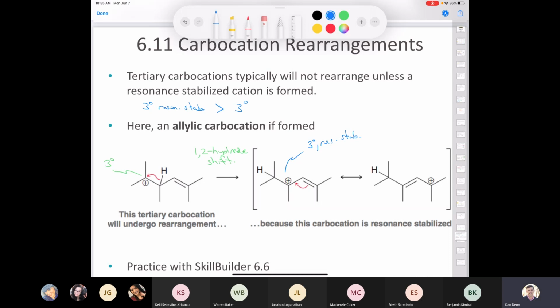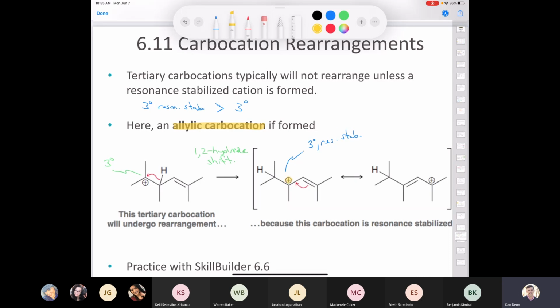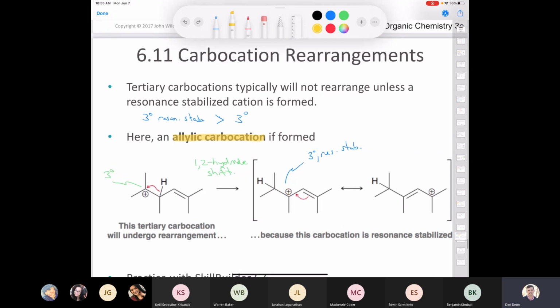All right. So what's an allylic carbocation? An allylic carbocation is nothing more than a carbocation in which the positive charge is adjacent to a carbon-carbon double bond. So you've got the positive charge, then a single bond. And how many allylic carbocations did we see in chapter 2? Too many to mention, right? When we were practicing our patterns for drawing resonance contributors.